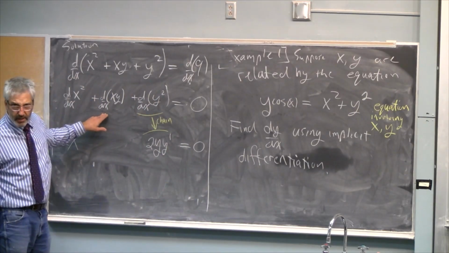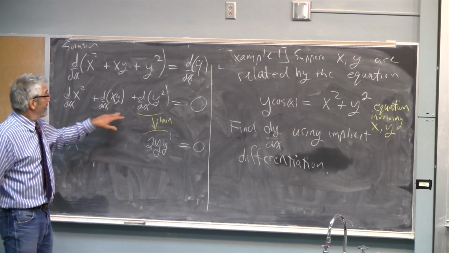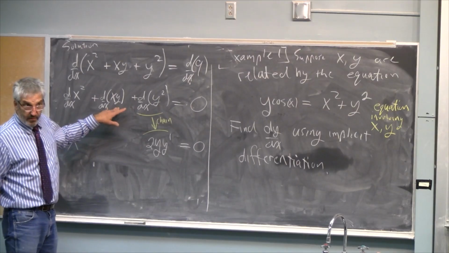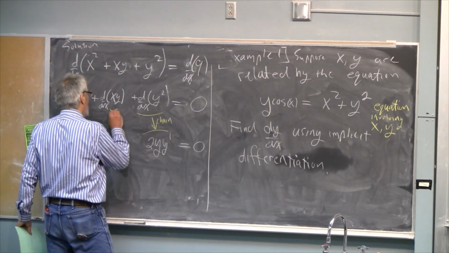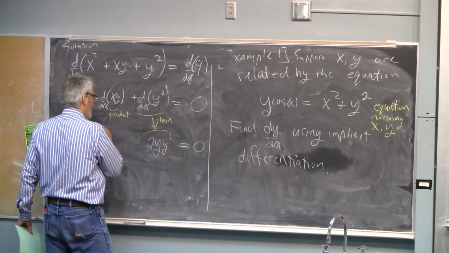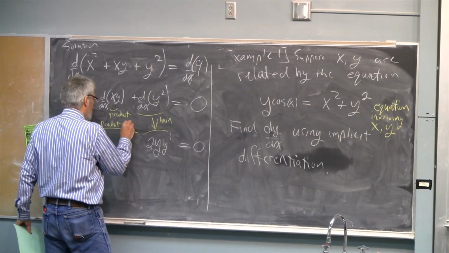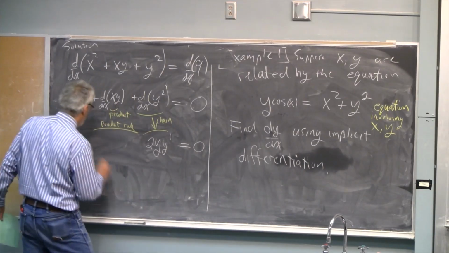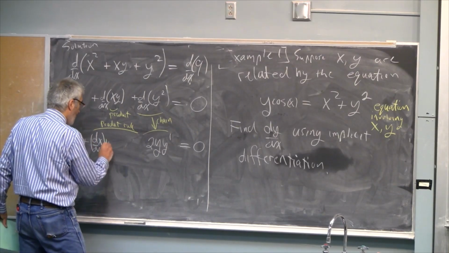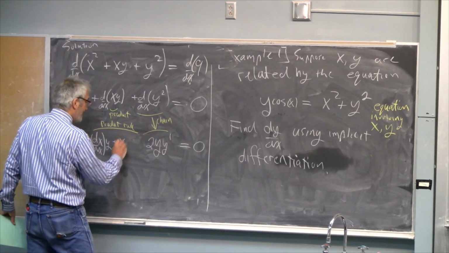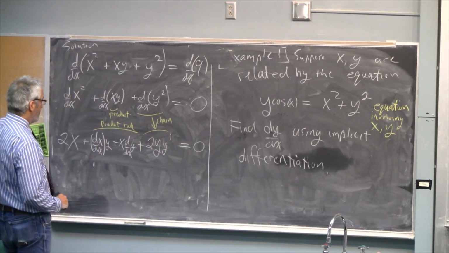Now, what do we do here? Right, because this is a product. We have to think of y as a function. So this is a product, and I have to use the product rule. I'm going to show it in baby steps. I'm going to have d dx of x times y plus x times d dx of y. That's what the product rule says.